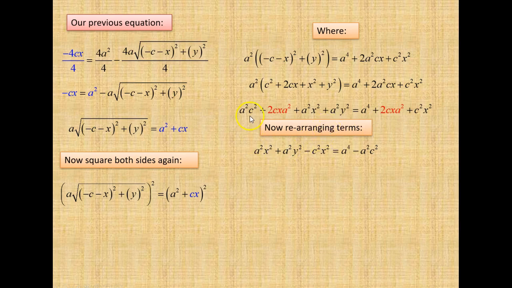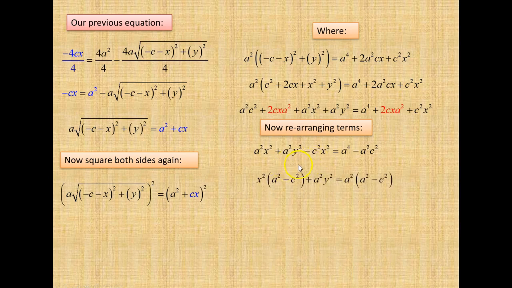Now, rearranging terms, we get a to the fourth, a squared c squared, we move that to the right, and that leaves us a squared x squared plus a squared y squared. And we move c squared x squared to the left. We're just rearranging terms.